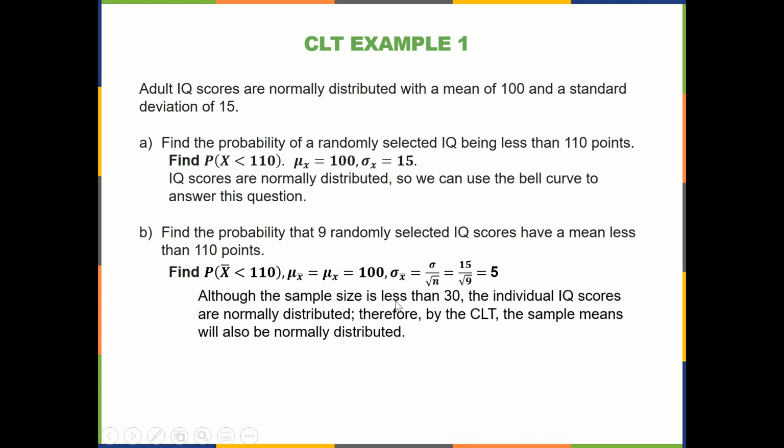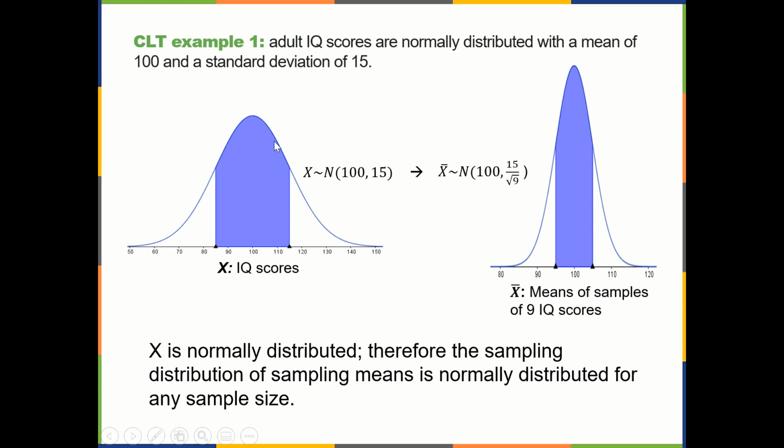So, although the sample size is less than 30 here, the individual IQ scores are normally distributed. Therefore, the central limit theorem does apply, and the sample means will also be normally distributed. So here's our original pile of x values, our original pile of IQ scores, and here's our pile of all the sample means of 9 IQ scores.